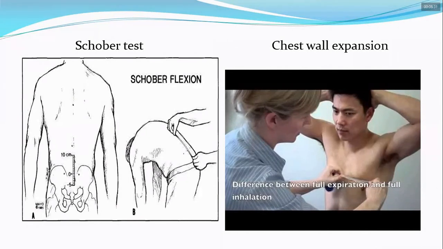Okay, if there is no stiffness, if there is normal excursion of the lumbar and sacral vertebrae, then it's less likely to be ankylosing spondylitis. So this is the modified Schober. The picture showing here is the modified Schober test.